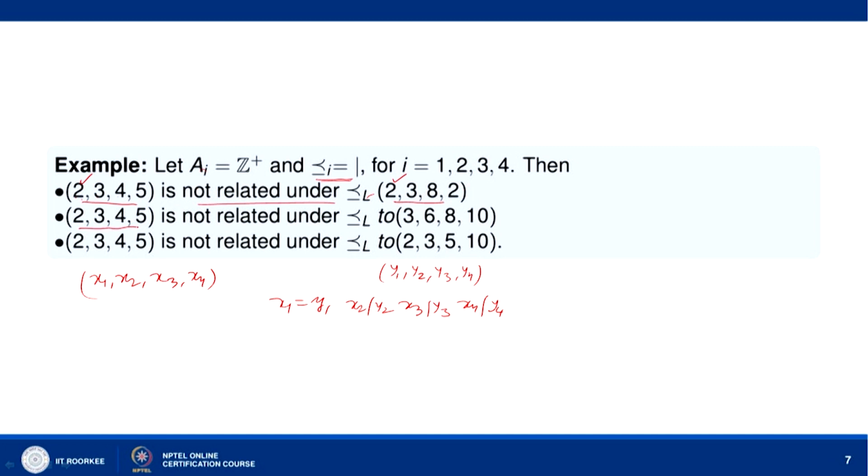Now here (2, 3, 4, 5) and (3, 6, 8, ...) let us take. Then 2 does not divide 3, and 2 is also not equal to 3. So this is not related under this relation. Now, (2, 3, 4, 5) and (2, 3, 5, 10). Here 2 is equal to 2, 3 divides 3, 4 does not divide 5. So this is not related under this relation to (2, 3, 5, 10).